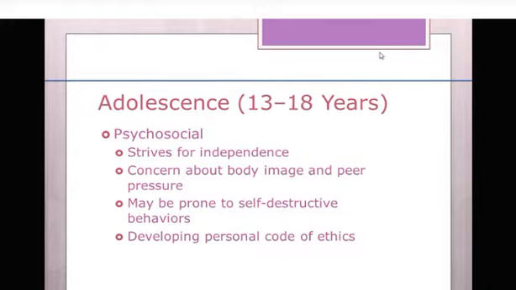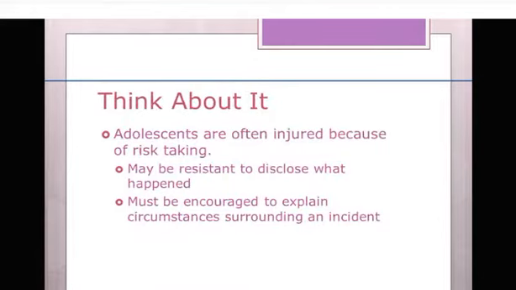So these kids, as they're moving through this adolescent stage, are developing their own personal code of ethics. And this is going to be pulled from people that are influential in their lives: parents, teachers, peers, friends, pastors, if they have a church home. And so they're kind of putting all these pieces together and trying to decide who they are and what they stand for.